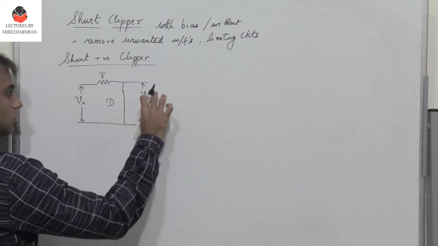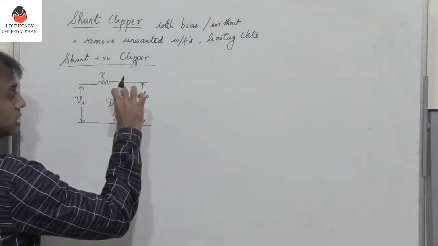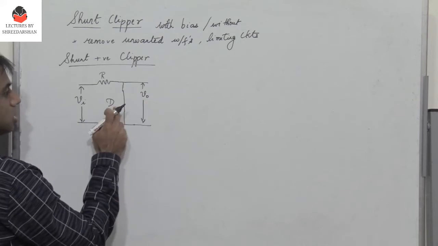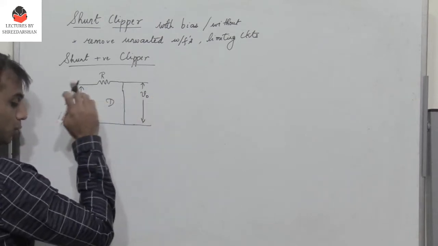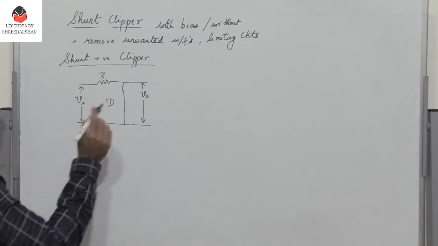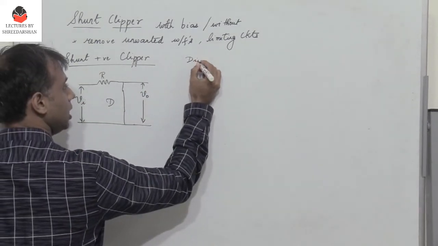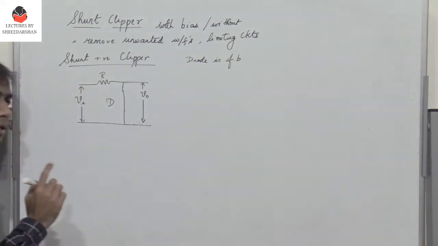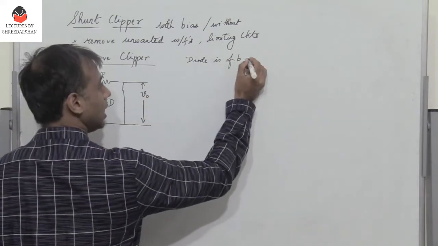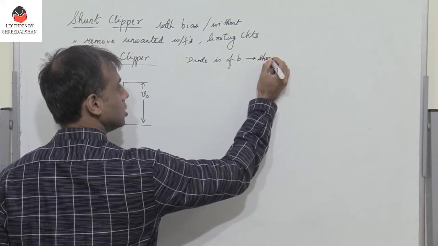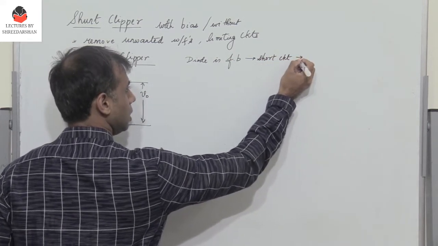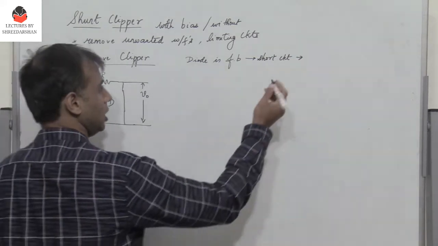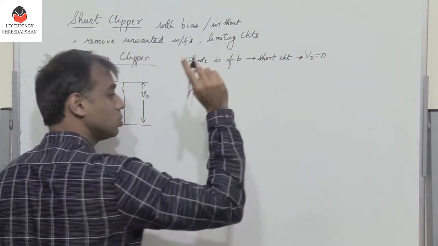Since the resistance is 0, the output voltage is nothing but the voltage across the diode. And what is the voltage? Since R is 0, the voltage across the diode would be 0, and hence the output voltage would be 0. So we have to remember that when the diode is forward biased, it behaves like a short circuit. And when it behaves like a short circuit, what is the voltage across the diode? The voltage across the diode is 0. So this is one thing you need to remember.